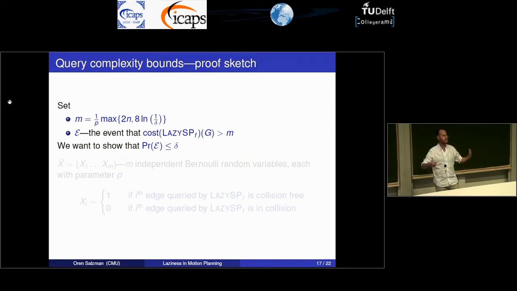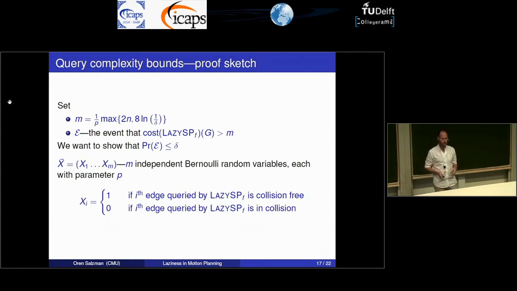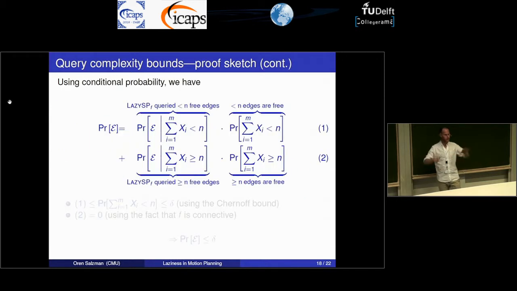It's going to be larger than this m of roughly m over p. And the way to do it is using m independent Bernoulli variables, where the ith variable, of course, is 1 if the ith edge that was queried is collision-free, and 0 if it's not. And don't let this slide be too scary.